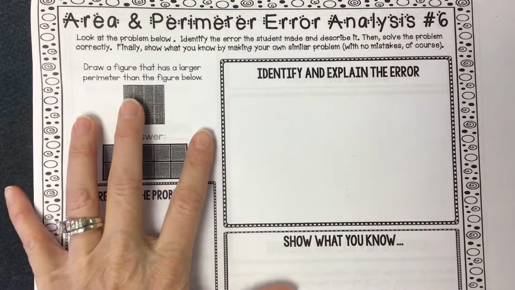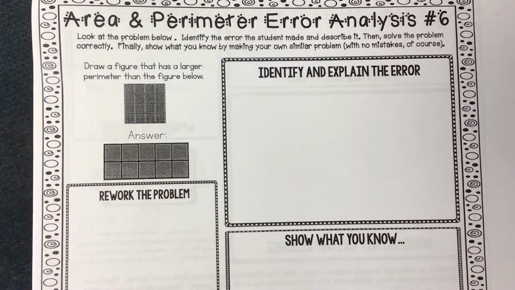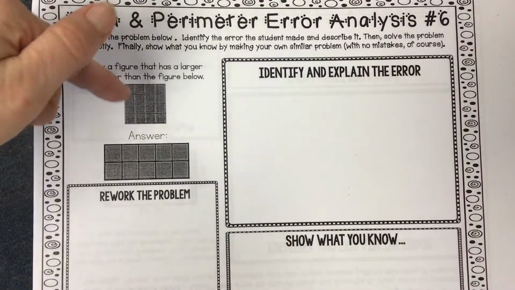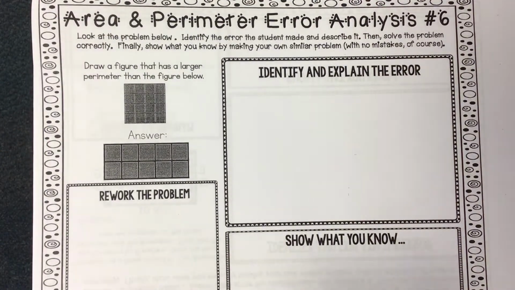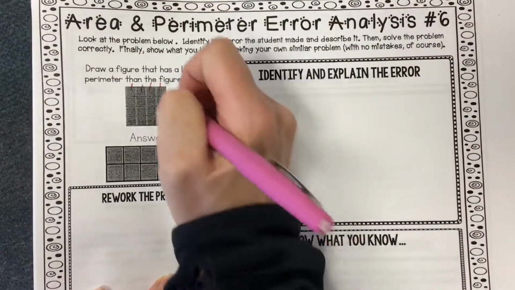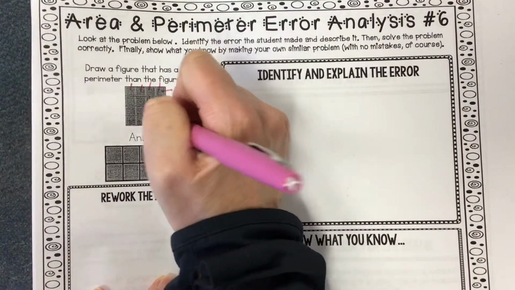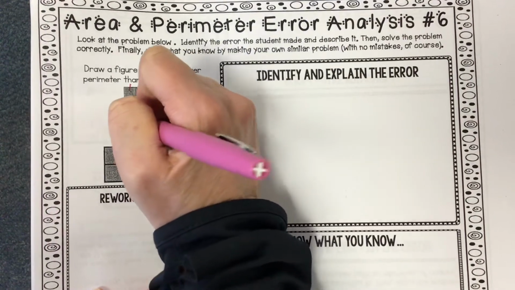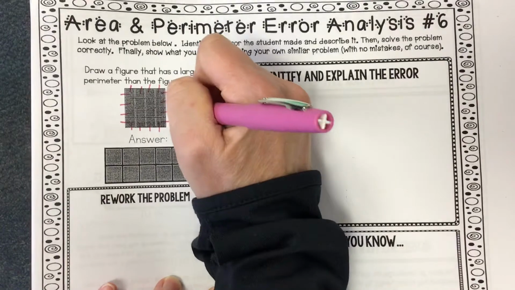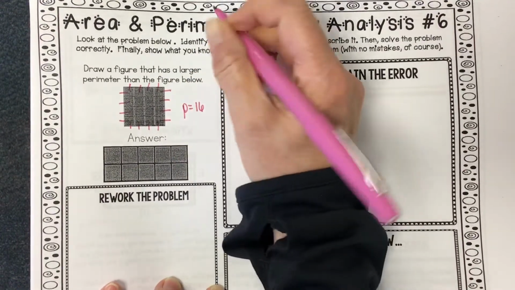The directions for the student say draw a figure that has a larger perimeter than the figure below. So I like the way I saw most of you calculating the perimeter of this shape. What was the perimeter of this shape, Nora? 16. Okay, so the perimeter was 16 units.